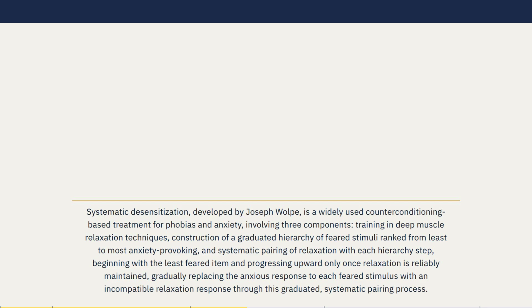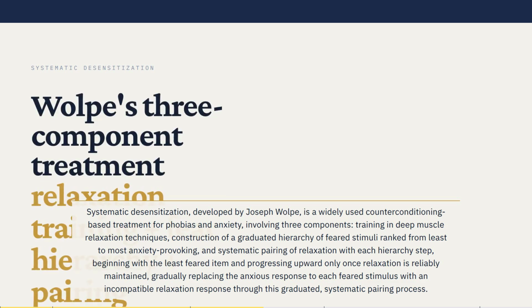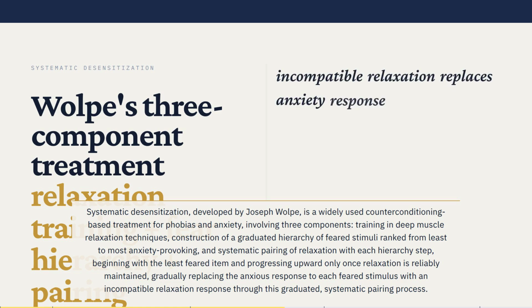Systematic desensitization, developed by Joseph Wolpe, is a widely used counterconditioning-based treatment for phobias and anxiety, involving three components: training in deep muscle relaxation techniques, construction of a graduated hierarchy of feared stimuli ranked from least to most anxiety-provoking, and systematic pairing of relaxation with each hierarchy step, beginning with the least feared item and progressing upward only once relaxation is reliably maintained, gradually replacing the anxious response to each feared stimulus with an incompatible relaxation response through this graduated, systematic pairing process.